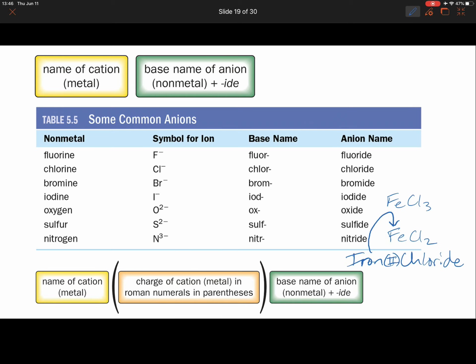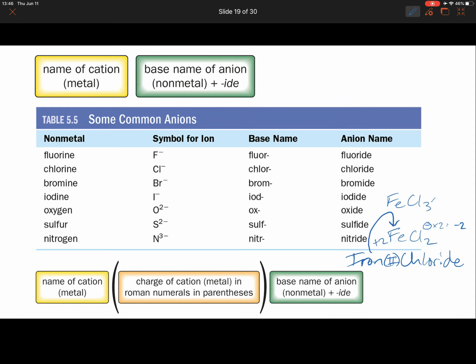Iron 2 chloride. How do I know? Because I know the charge on chlorine. The charge on chlorine is -1. There's 2 of them, so there's a -2. So this iron has to be a +2.